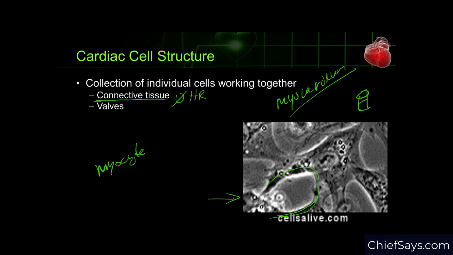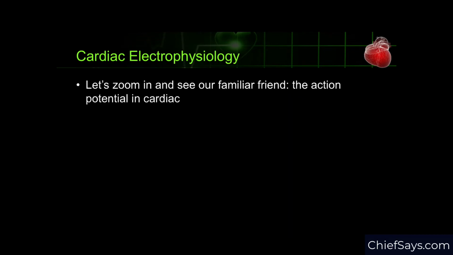The connective tissue also creates, as mentioned, valves, and the valves are going to be openings between chambers and between blood vessels that allows us to maintain proper blood flow in essentially just one direction. And then finally, as mentioned, the myocytes are the workhorse of cardiac muscle contraction.